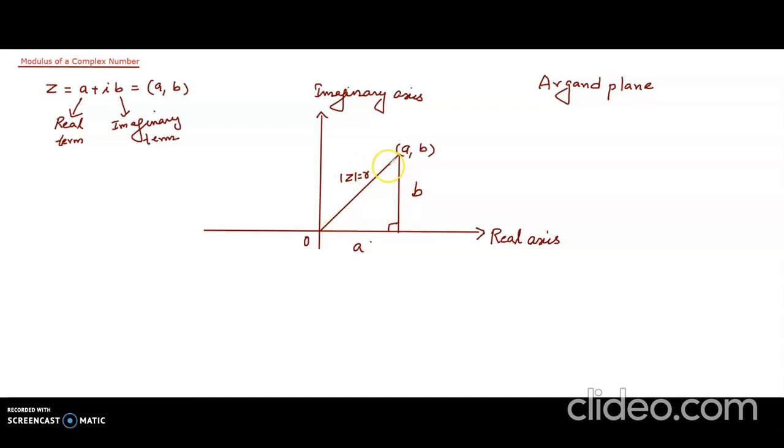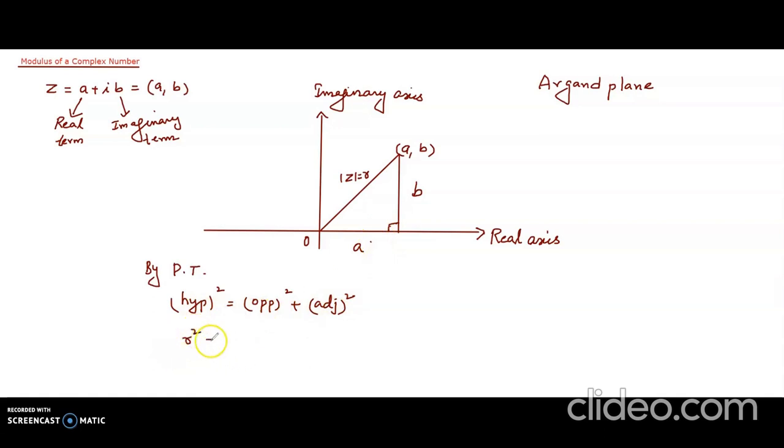So if we consider this as a right angle triangle, this is a perpendicular, so this will clearly be 90 degrees. By Pythagoras theorem, hypotenuse square is equal to opposite square plus adjacent square, which is the definition of Pythagoras theorem. Or you can also say the square of one side is equal to the sum of the squares of the other sides.